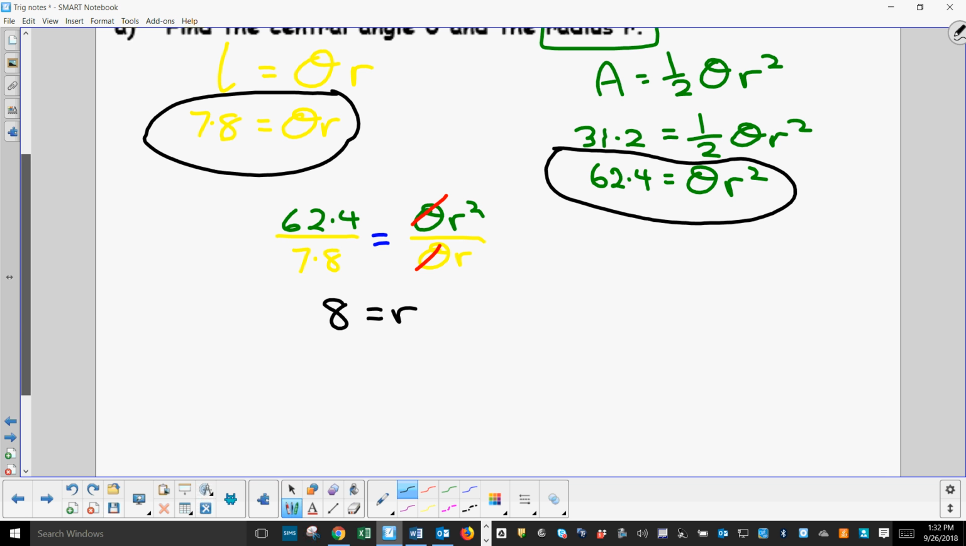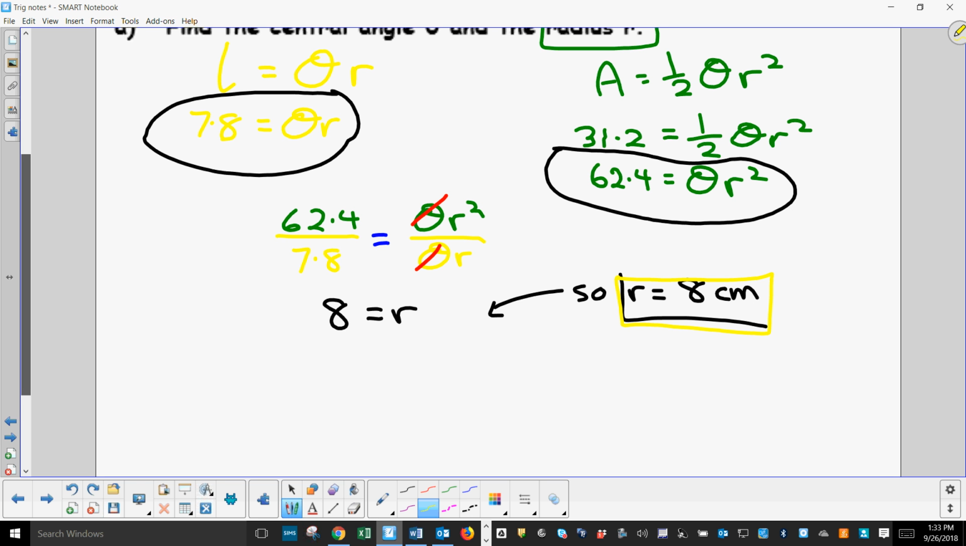So you've got the radius. Because it's a question, r equals what? Do we have any units? Centimeters. So notice I wrote 8 equals r, so r equals 8 cm, that's our radius. So we're partly answered. We found our radius. That's why I suggested find the radius first.